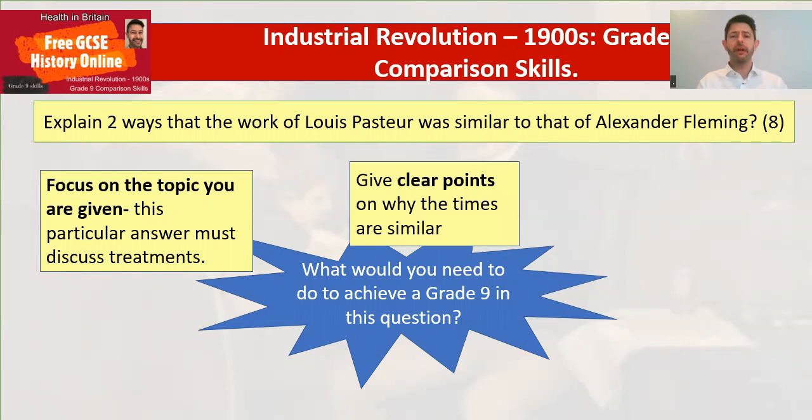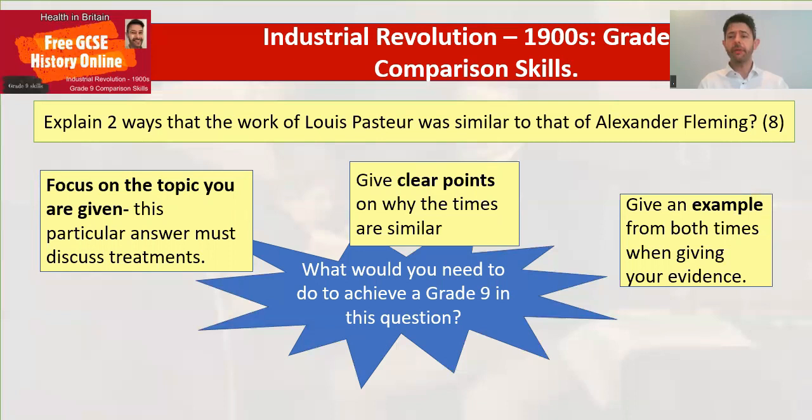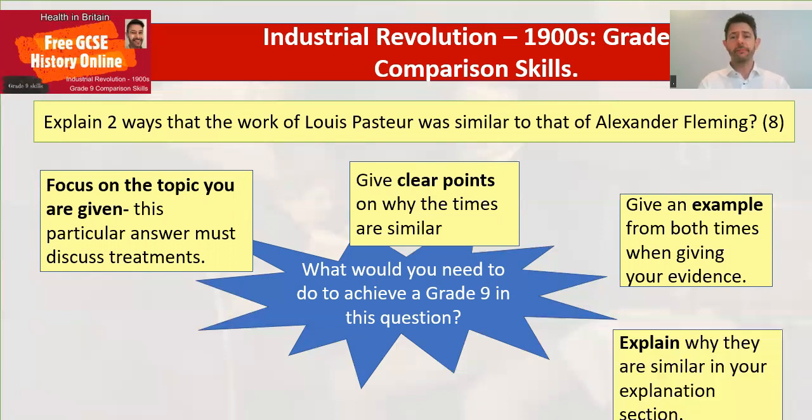Give clear points on why the times or people are similar. Some really clear points are needed on their similarities. Give clear examples, and as we'll see later in the writing frame, use connectors like similarly. So you give an example from each person or time. Explain why they are similar. It's a why question; explain tends to mean why. So why are they similar?